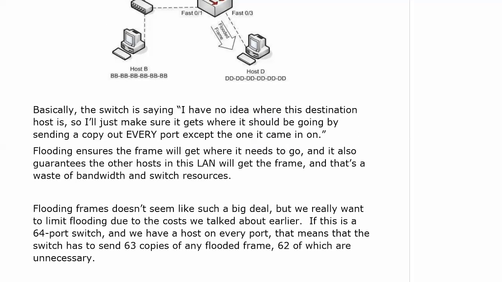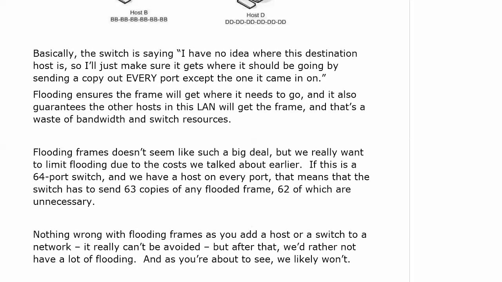And again, if this was a 64-port switch, and we have a host on every port, which is very common in today's networks, that means in this case the switch would have to send 63 copies of any flooded frame, and 62 of those, if it's an unknown unicast, are going to be totally unnecessary. Again, it's not something we'd mind at the very beginning of the process, whether it's adding a host or a new switch. But after that, we'd rather not have a lot of flooding.